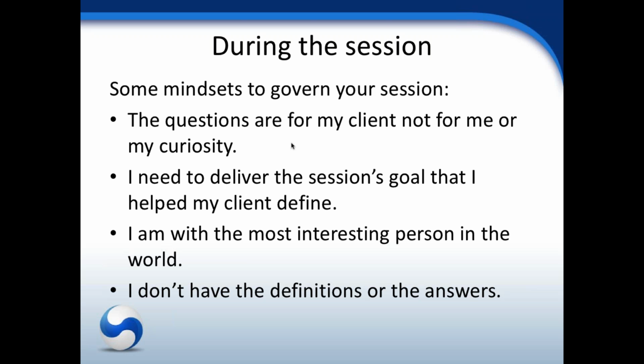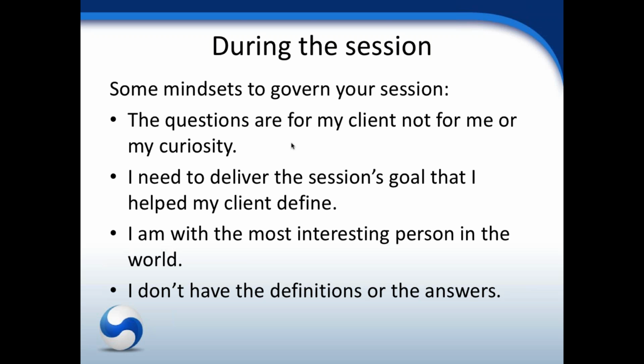So I need to devote all my attention. I don't want to miss anything. I don't want to miss any verbal or nonverbal expressions or signs. I want to see where his or her eyes are going and the expressions on the face. I don't want to miss anything. That's what I get from planting this idea in my mind that I'm with the most interesting person in the world.